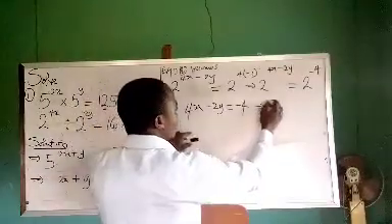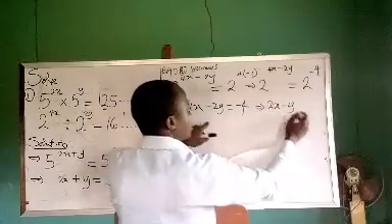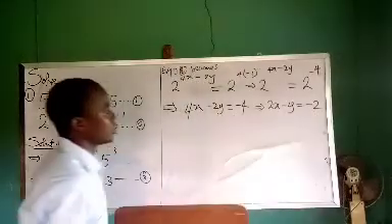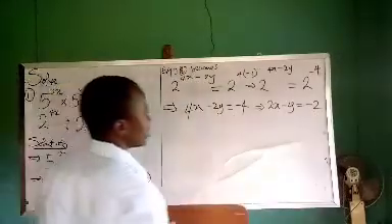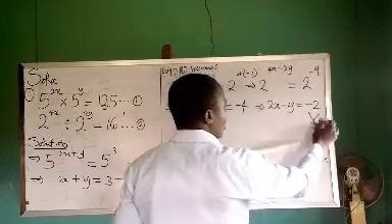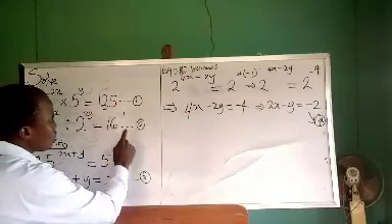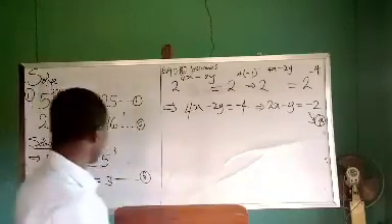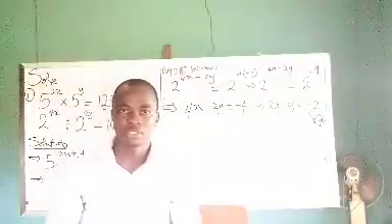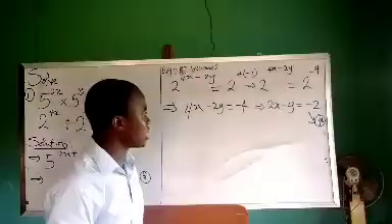We have 2x minus y equals minus 2. Understand? So this becomes equation 4. So now we are not going to solve equation 1. We are not going to solve equation 2. So we are going to solve equations 3 and 4 simultaneously. Understand? 3 and 4 simultaneously.